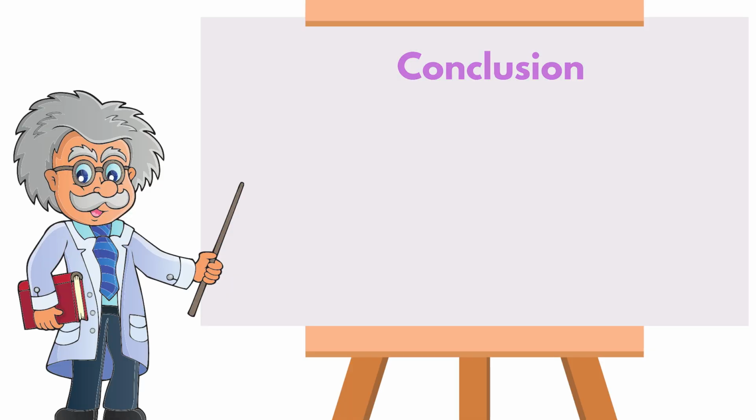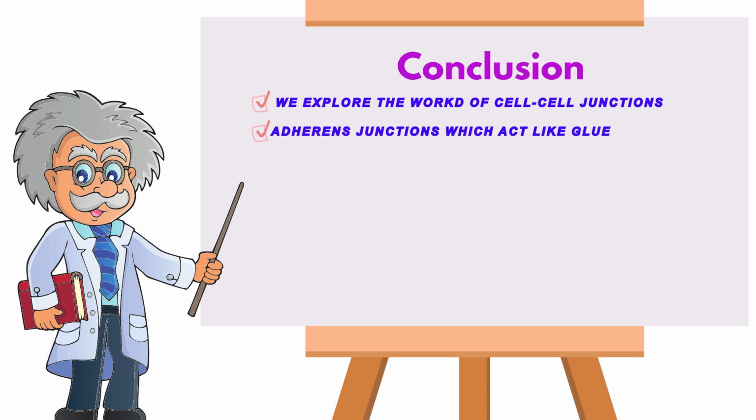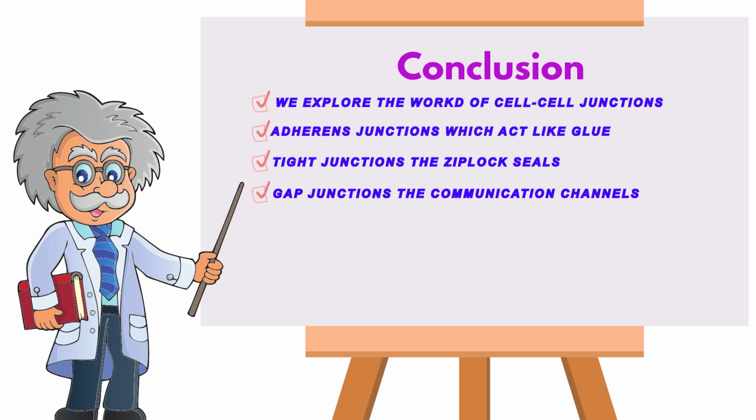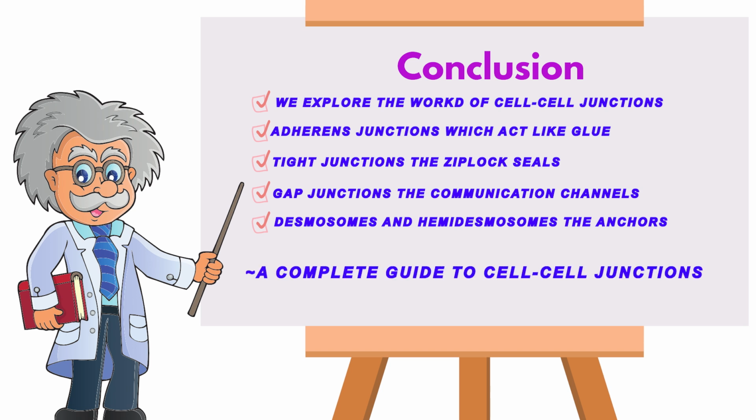Alright, let's do a quick recap. We explored the world of cell-cell junctions, these amazing structures that keep our cells connected and working together. We covered adherens junctions, which act like glue, tight junctions, the Ziploc seals, gap junctions, the communication channels, and finally, desmosomes and hemidesmosomes, the anchors. These tiny structures play a huge role in keeping our tissues and organs functioning correctly. And there you have it, a complete guide to cell-cell junctions.